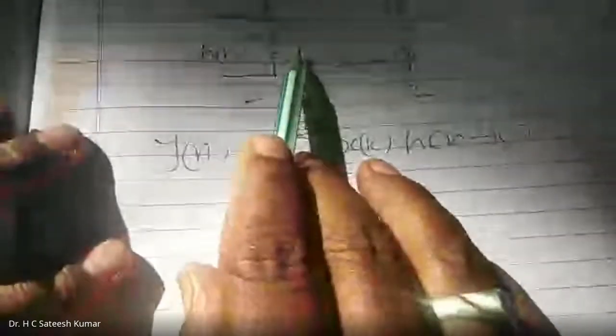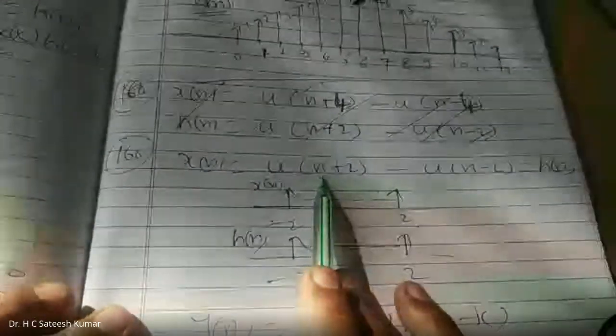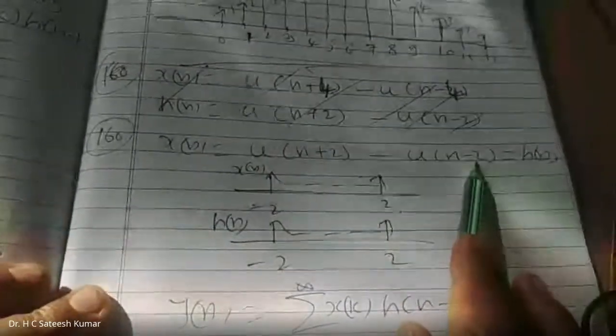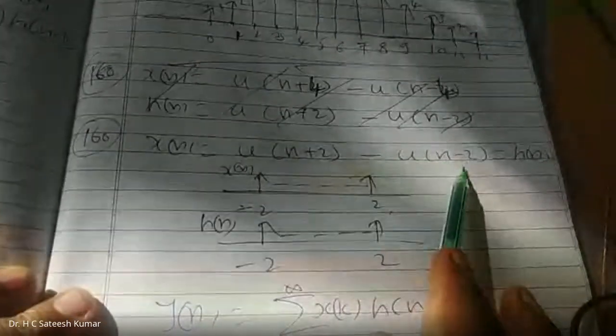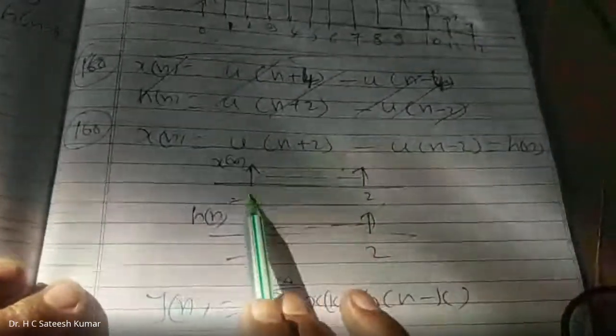Problems on discrete time convolution with equal width. So let us consider problem 160. x of n is equal to u of n plus 2 minus u of n minus 2. What does u of n plus 2 minus u of n minus 2 mean? It means starting from minus 2 up to plus 2. h of n is also having the same, right?